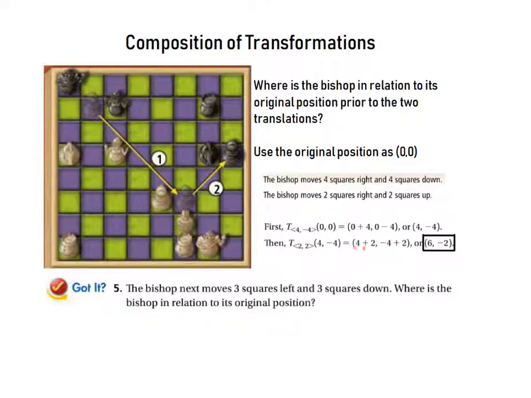So that's what they're doing right here. They're taking the 4 and adding the 2. That's how we know we end up at 6. They're taking the 2 and adding it to the -4, which gets a -2. So from the original position, we are right 6, down 2.